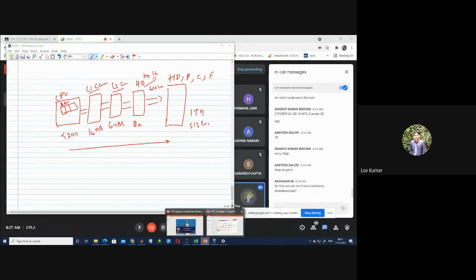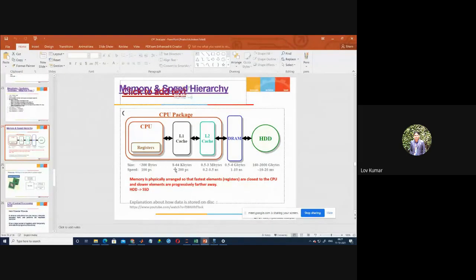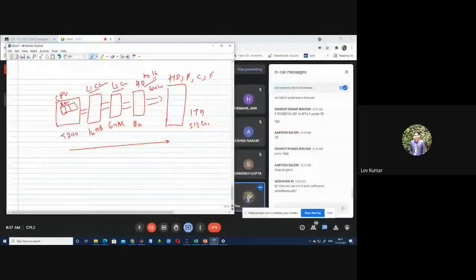I have already mentioned the sizes here. You can see this one is 8 to 64 kilobytes, 0.5 to 3 MB. For the main dynamic RAM, your RAM, the size is approximately 4 GB, but nowadays it is coming in 16 GB. It is also coming in 64 GB RAM.